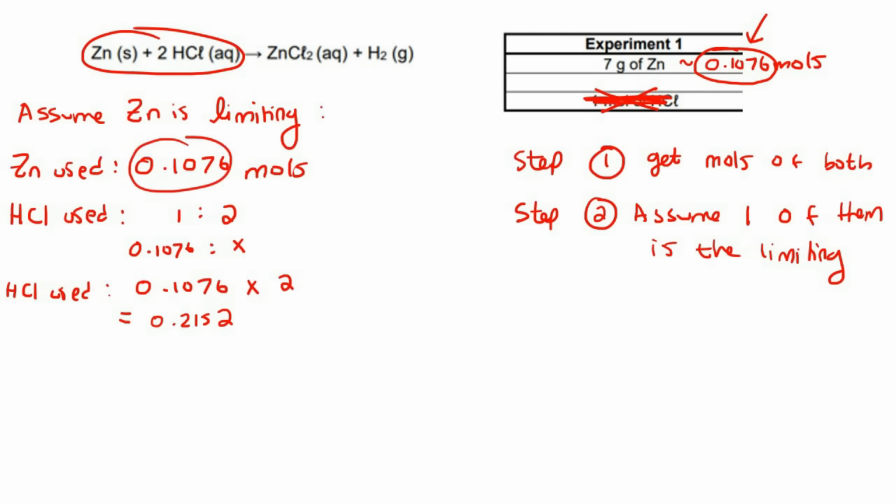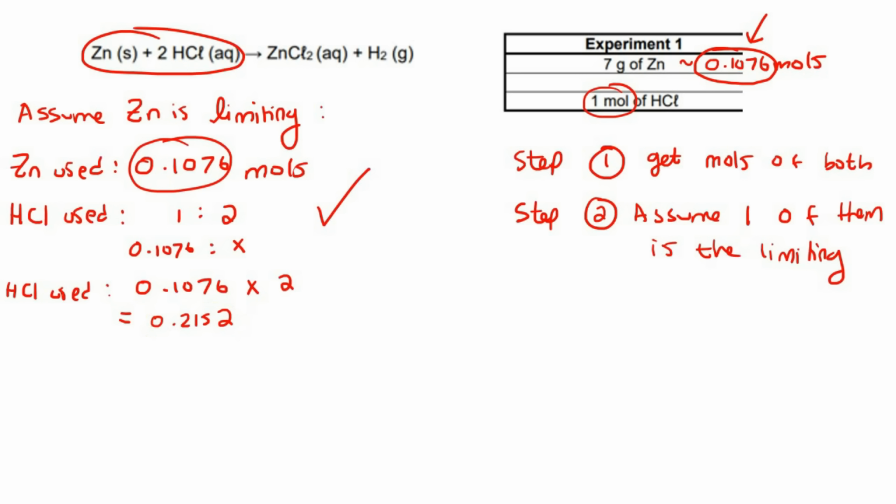Can we use all of the zinc and then we only use 0.2152? Let's see how much HCl we actually have available. Oh, yes, we have more than enough. We have 1 mole, and they're telling us that we only have to use that amount over there. So this actually works out perfectly. So it means that zinc is limiting because there was no problem.